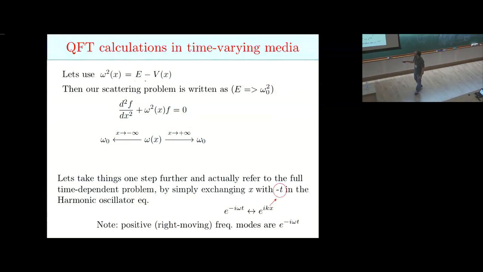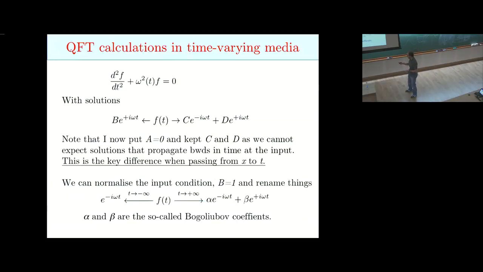And now the positive or the right moving frequency modes are the ones with minus omega t, okay, as you'd expect. A wave with this kind of phase has a plus in front of the x term or minus in front of the temporal phase term and is moving forwards in that direction. Okay? So these are what I would call the positive frequency terms. And if I have a plus i omega t, this is what I would call the negative frequency term.